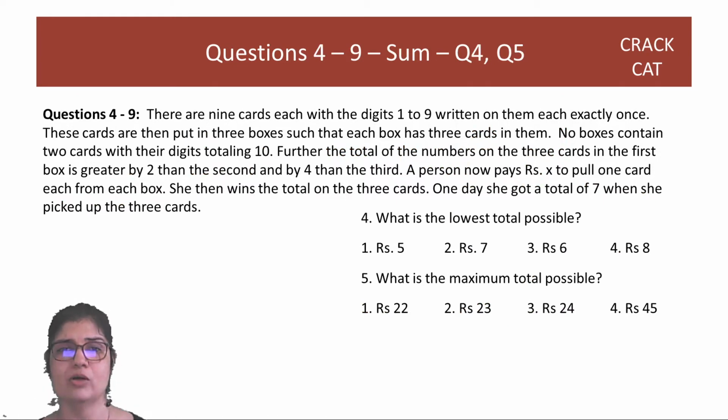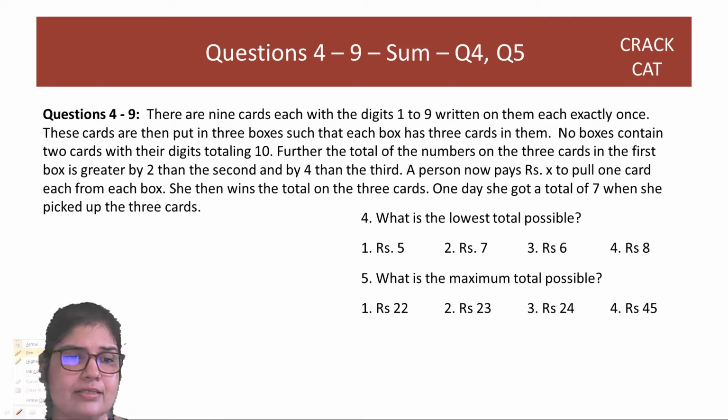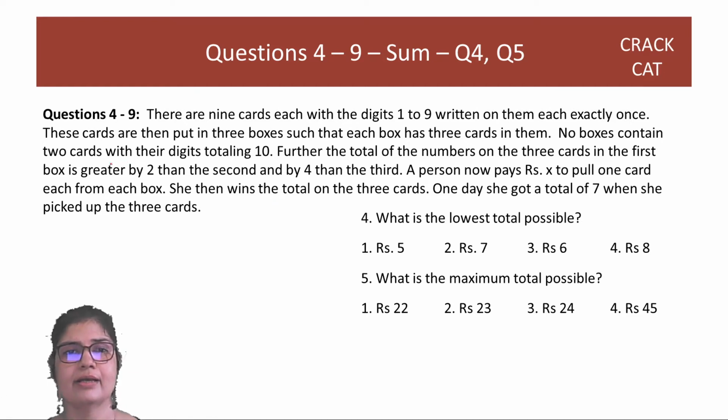So you have 3 boxes and 9 cards. All the cards are 1 to 9. No 2 boxes contain 2 cards with their digits totaling 10. So I can't have 1 and 9, 2 and 8, 3 and 7, 4 and 6. These are the possibilities, right? 1 and 9, 2 and 8. I can't have these in the same box. Each box has 3 cards, remember.